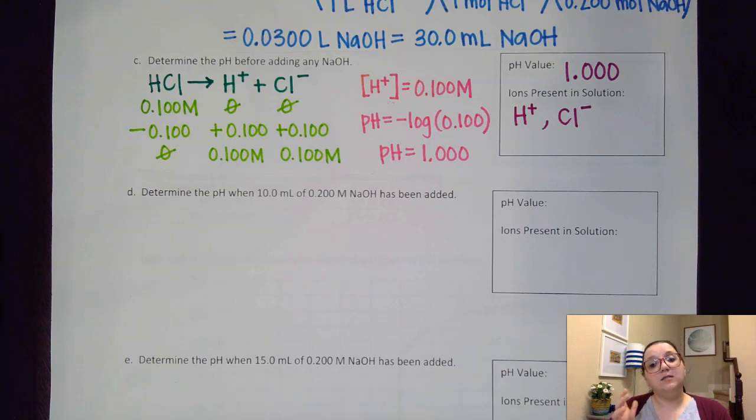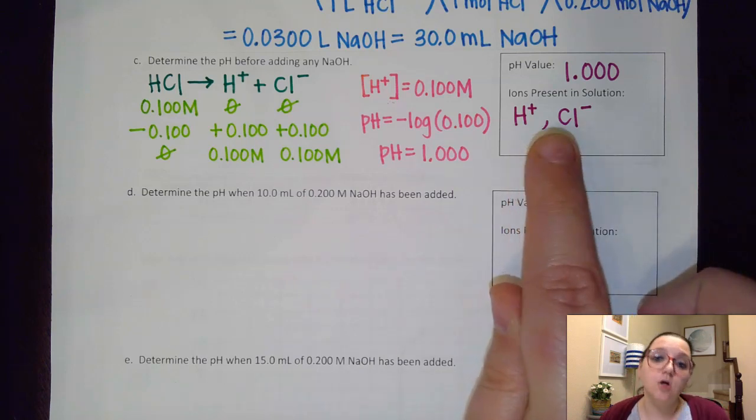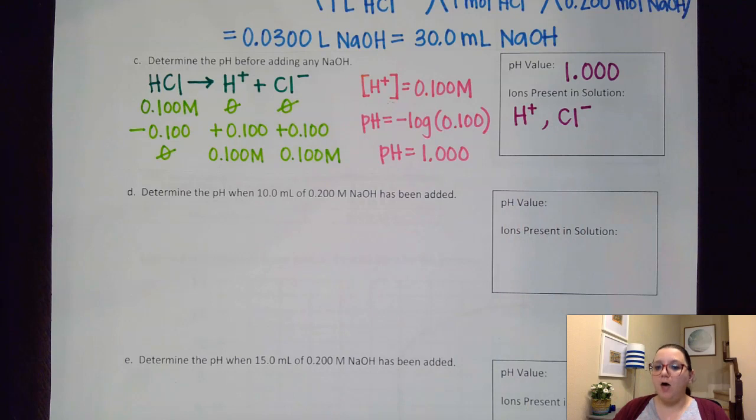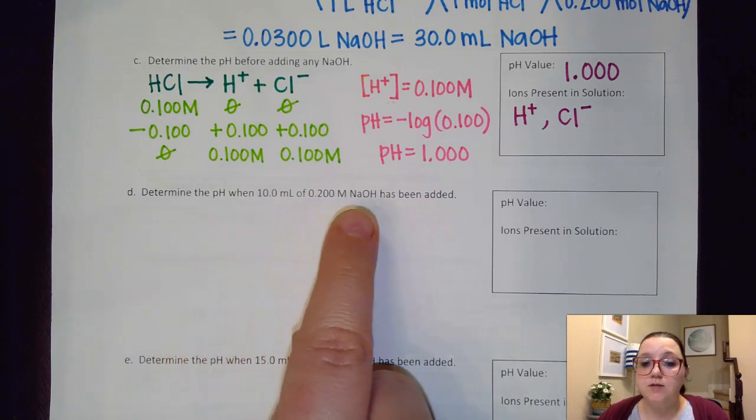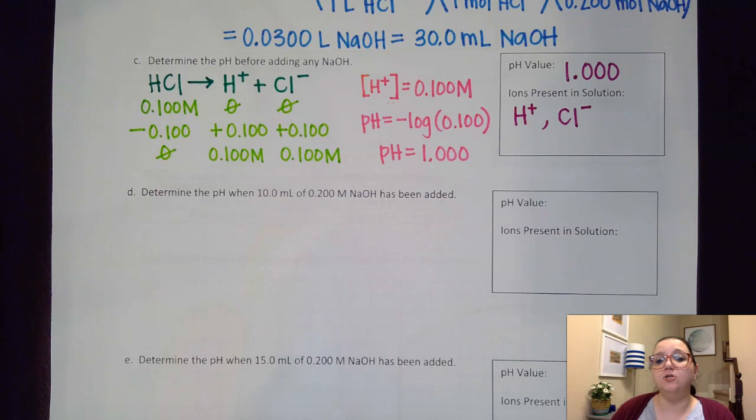And the ions currently present in the analyte would be hydrogen ions and chloride ions. So now here's where we're going to start to slowly add some NaOH. So to that 60 milliliters of 0.1 molar HCl, I'm going to start to add a little bit of sodium hydroxide. Here I'm going to start off with adding just 10 milliliters.